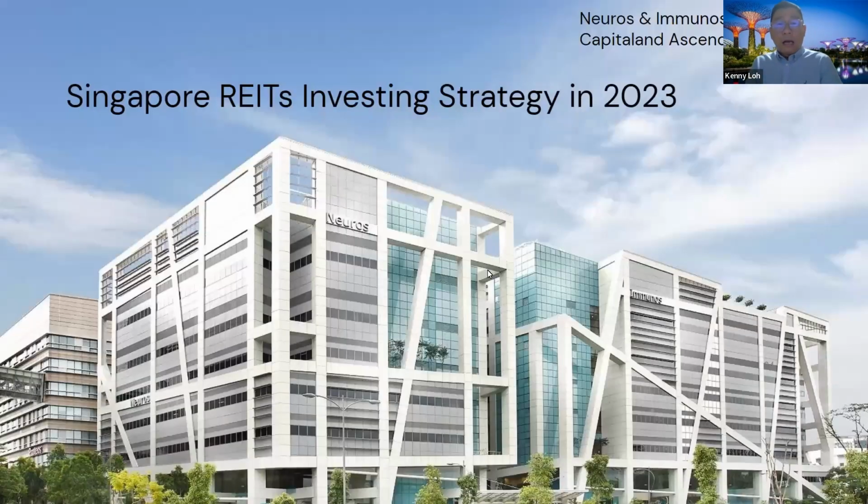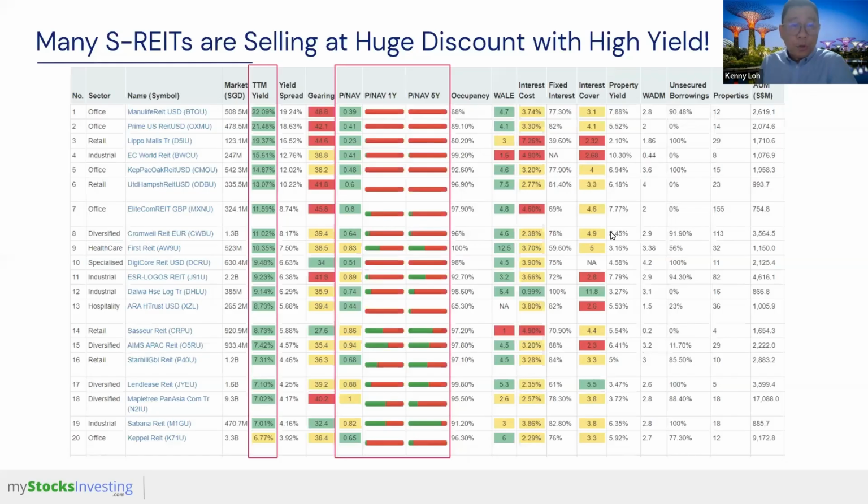So after analyzing Ascendas, of course, no stock or investment is 100% safe. So it's very important to have a properly diversified portfolio. At the present moment, in the current market condition of a high interest rate environment, many S-REITs are selling at a huge discount, okay, and with very high yield.